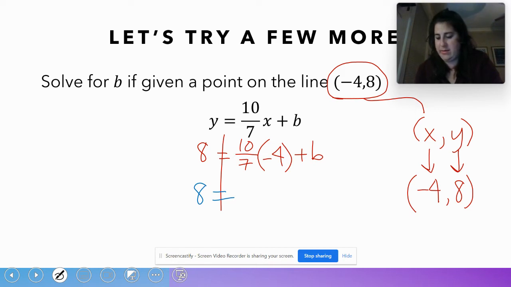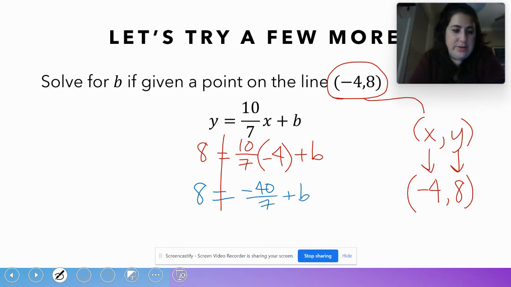And I get a really weird fraction, -40/7 plus b. Okay, so now I'm just going to solve this like a two-step equation. So -40/7, I'm going to add 40/7 to both sides, then I'm going to put it in my calculator.